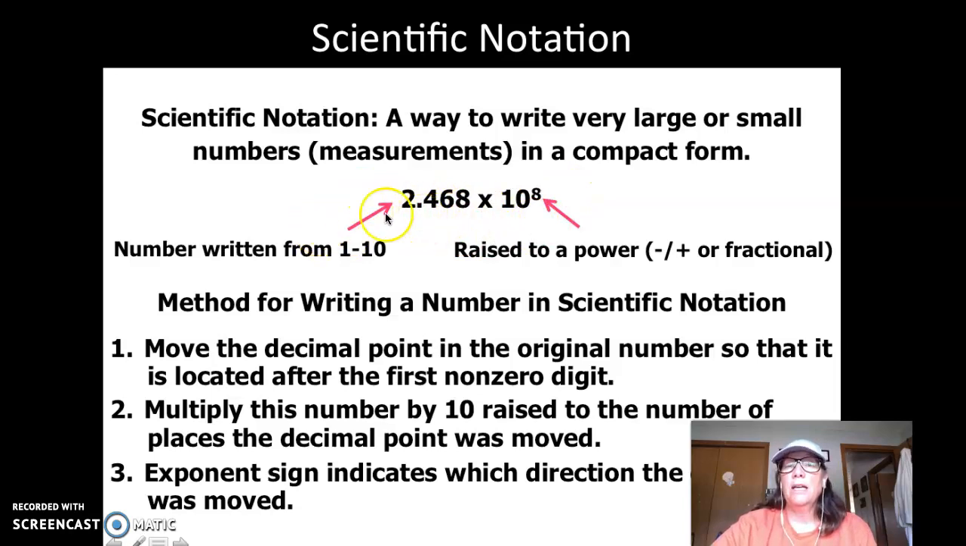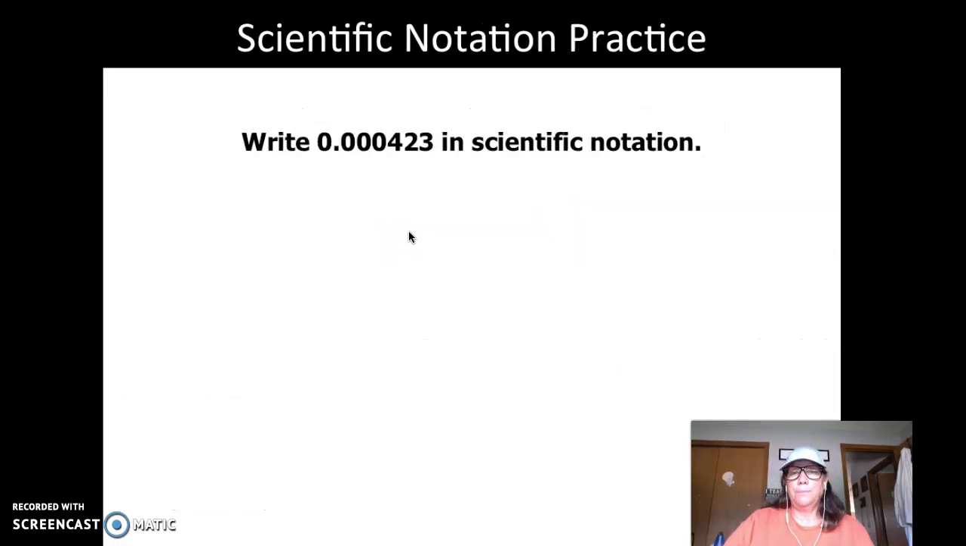Small numbers, then, if it was like 0.000000956, it would be 9.56, and then times 10 to the, if I had to move it over 7 places, -7. So it's an easy way of collecting numbers or working with data that's either really large or really small.